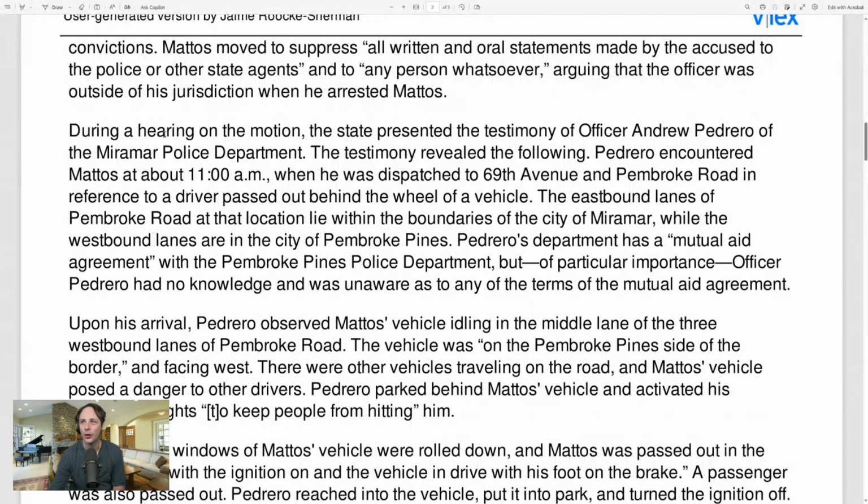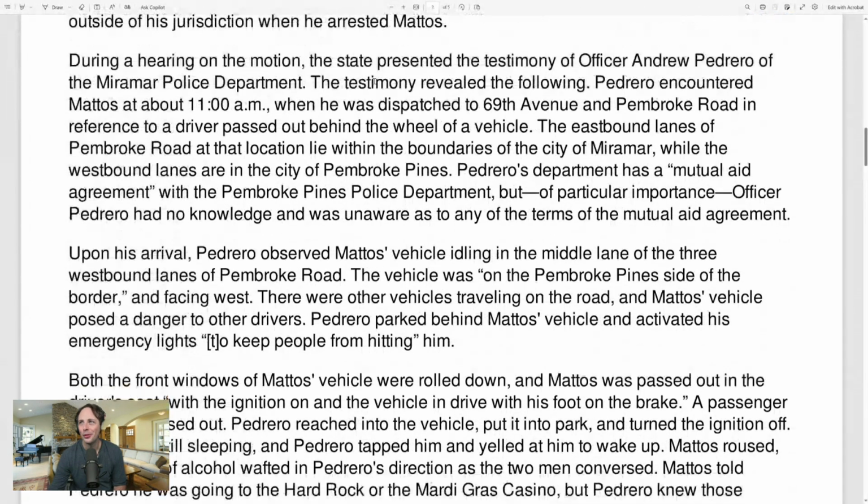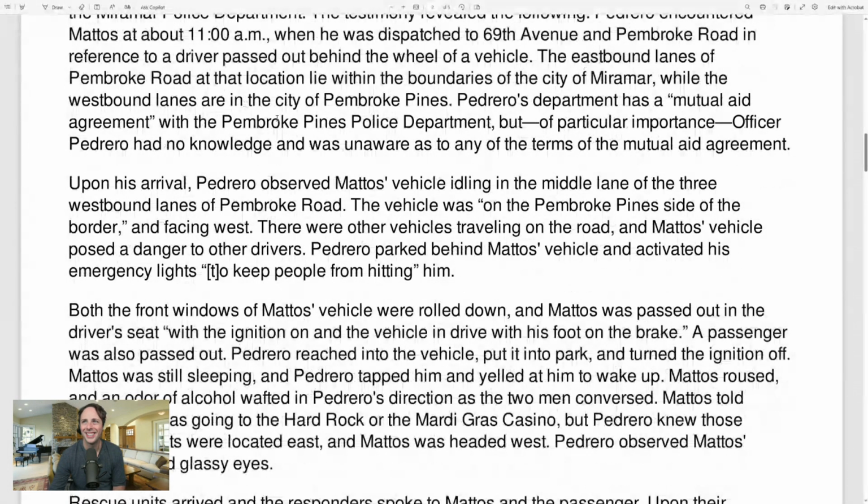During a hearing on the motion, the state presented the testimony of Officer Andrew Pedrero of the Miramar Police Department. A lot of R's in these. The testimony revealed the following. Pedrero encountered Matos at about 11 a.m. when he was dispatched to 69th Avenue and Pembroke Road in reference to a driver passed out behind the wheel of a vehicle. The eastbound lanes of Pembroke Road at that location lie within the boundaries of the city of Miramar, while the westbound lanes are in the city of Pembroke Pines.